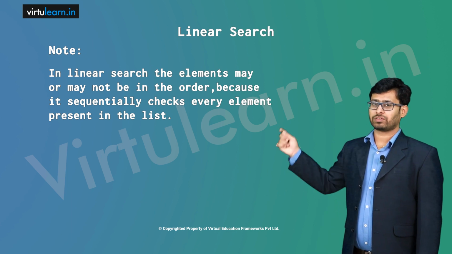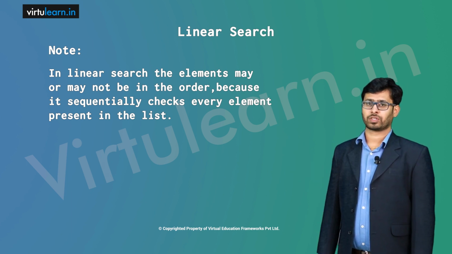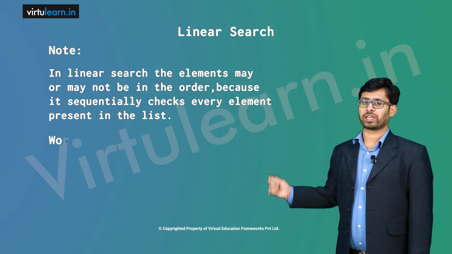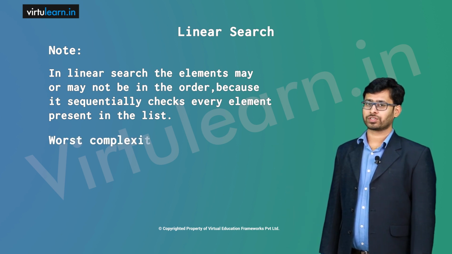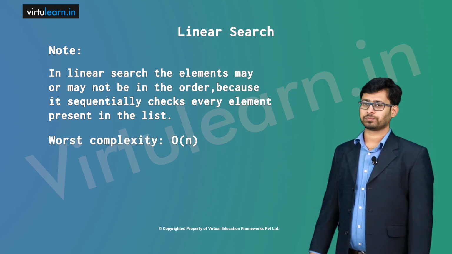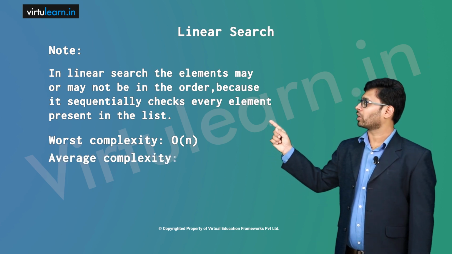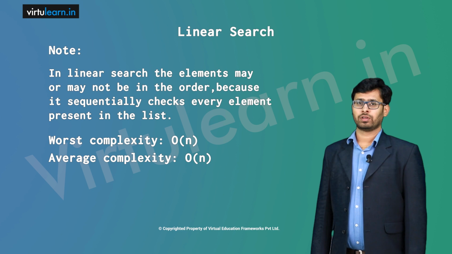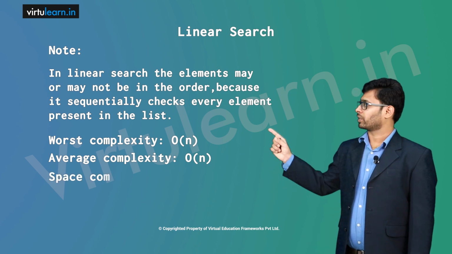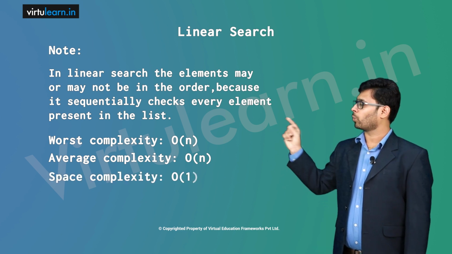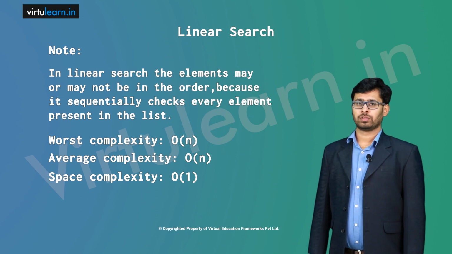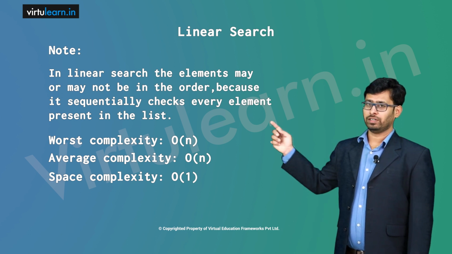And the complexities of this linear search. The worst complexity of linear search is order of n. The average complexity is order of n. And the space complexity for linear search is order of 1. So this is about the linear search.